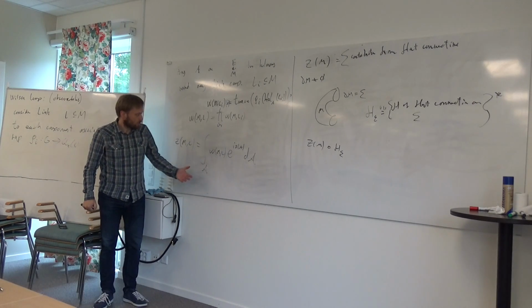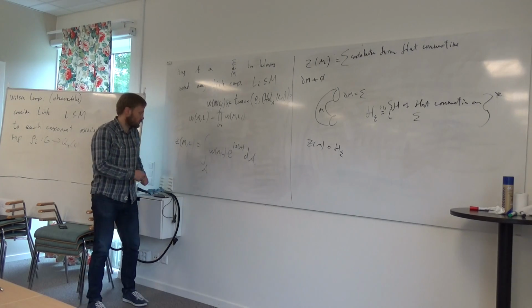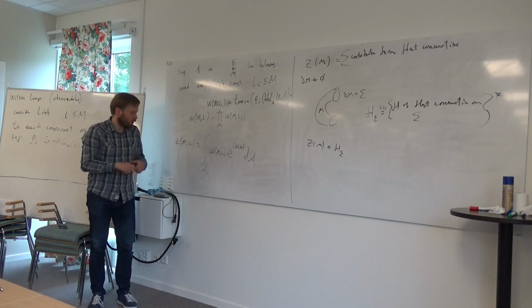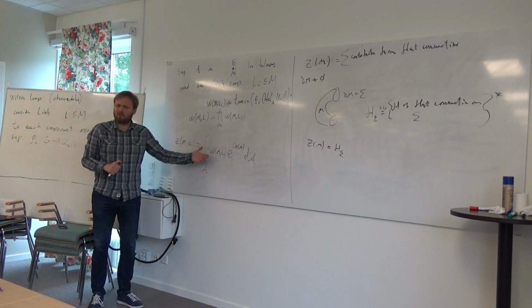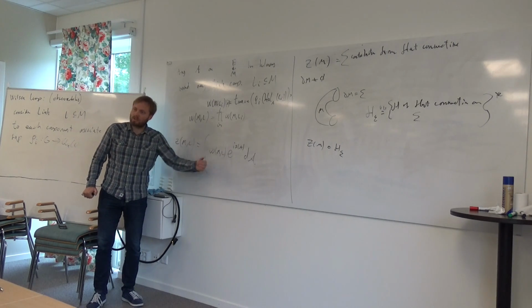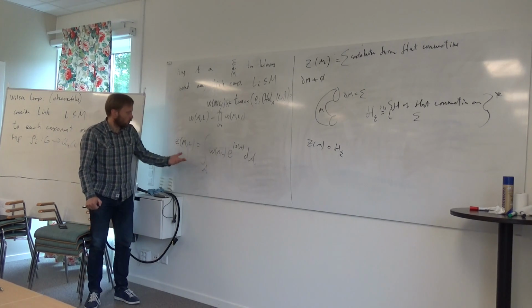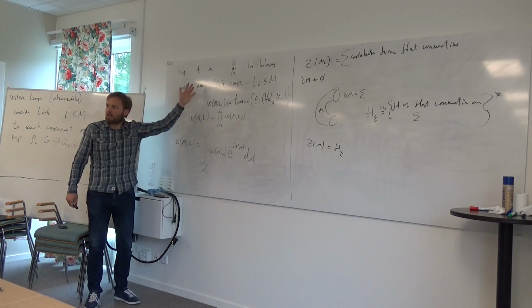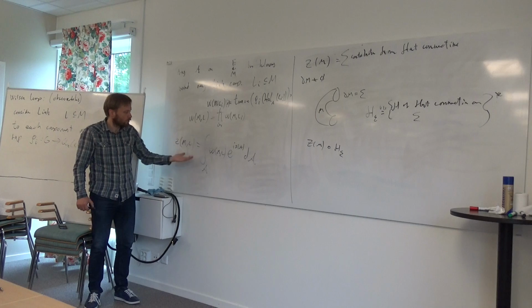This is called not the expectation value, because to get the expectation value you have to divide by the partition function, but this is the unnormalized expectation value, I think I could call it, right? Of this operator on these things. So this is giving you numbers for each setup like this, each link with holonomies and stuff. So it gives you these numbers.